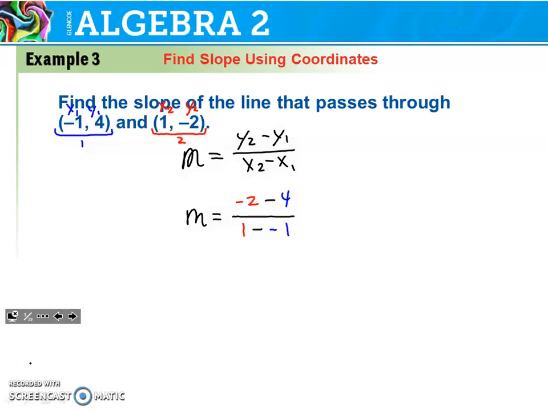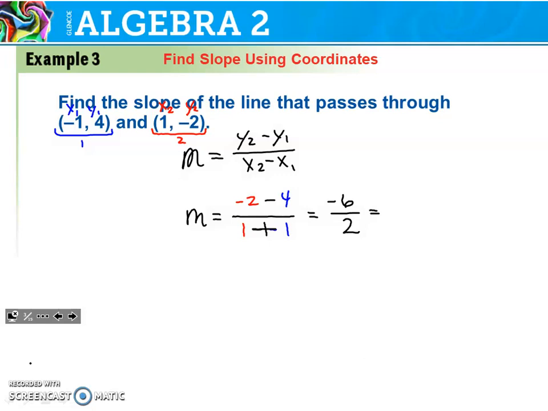Okay? Now all we need to do is simplify. What's negative 2 minus 4? Well, negative 2 minus 4 gives me a negative 6. Okay? 1 minus negative 1. A lot of you guys with Mrs. Ernett probably remember the 2 negatives here make a big plus sign. So 1 minus negative 1 is really just a 1 plus 1, which gives me 2.